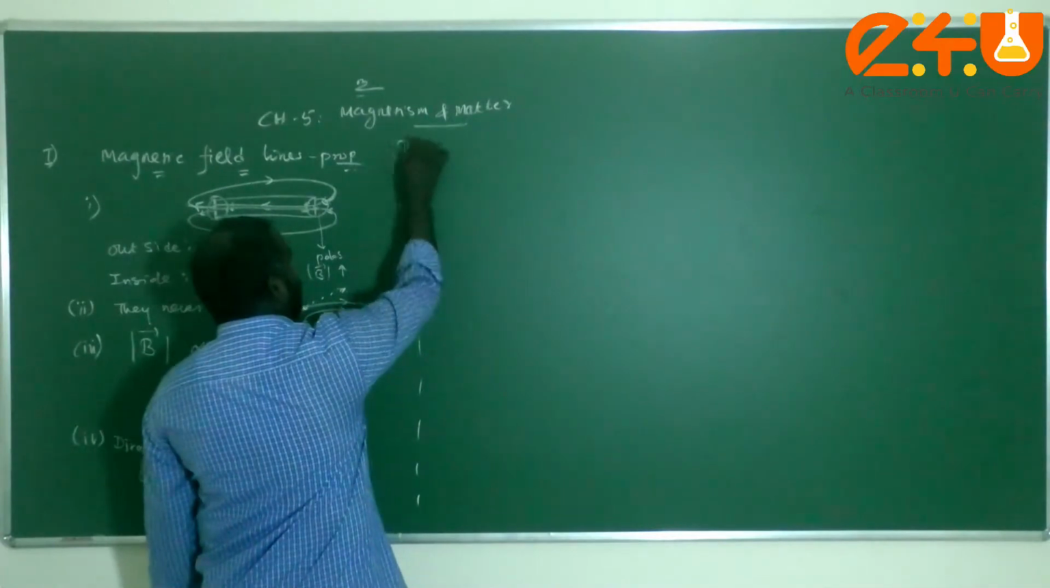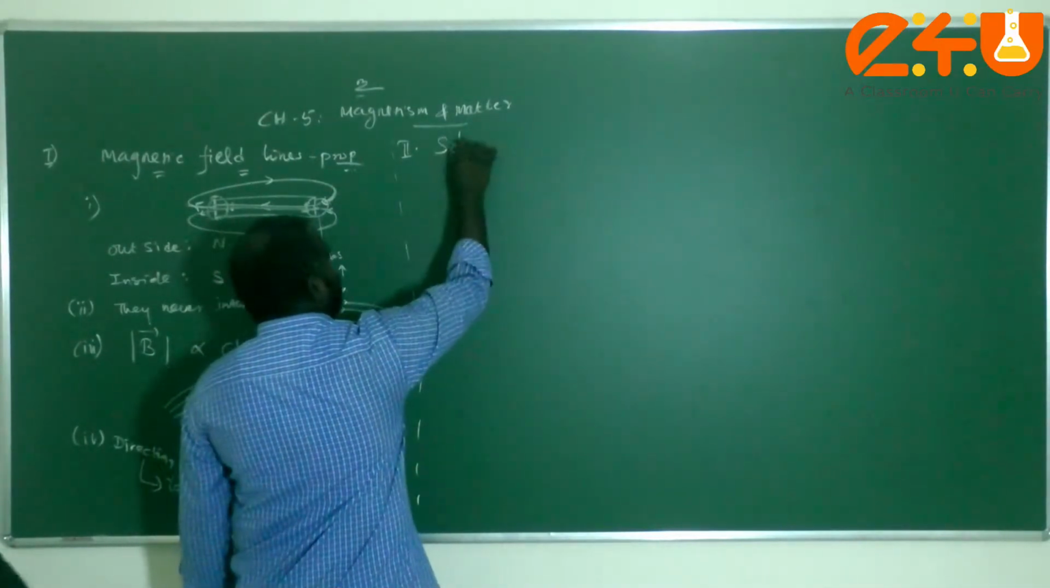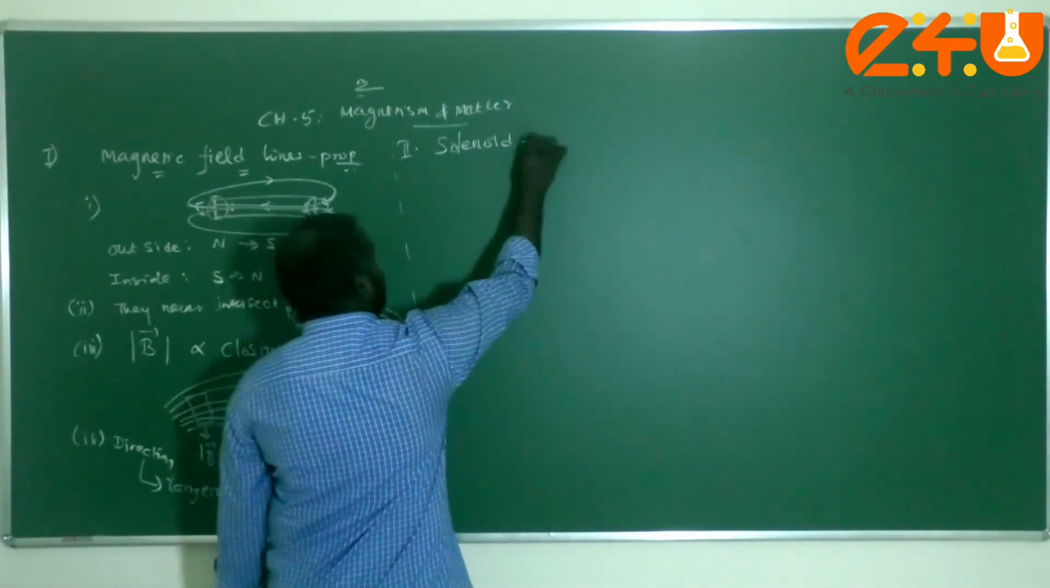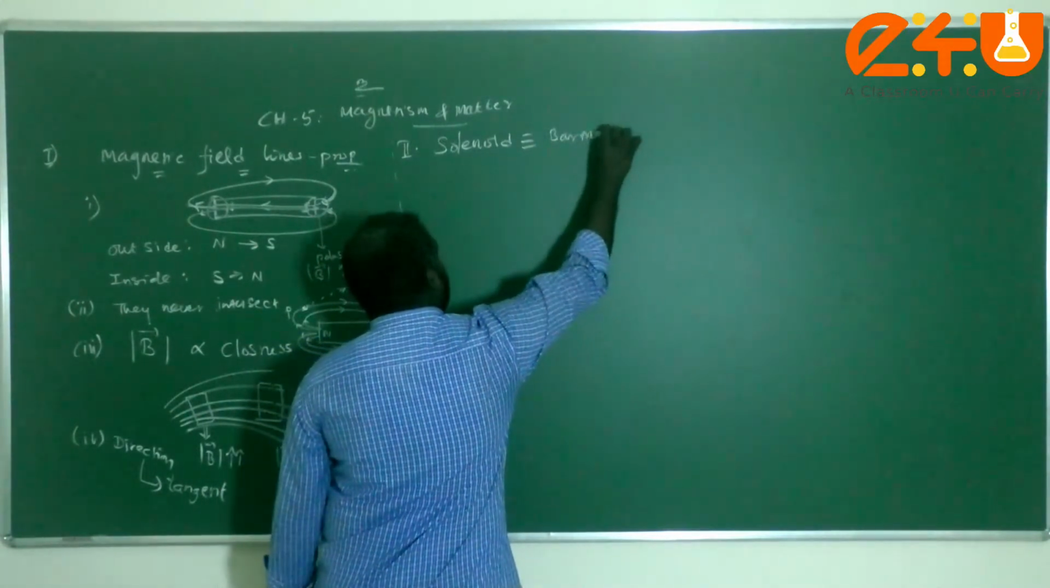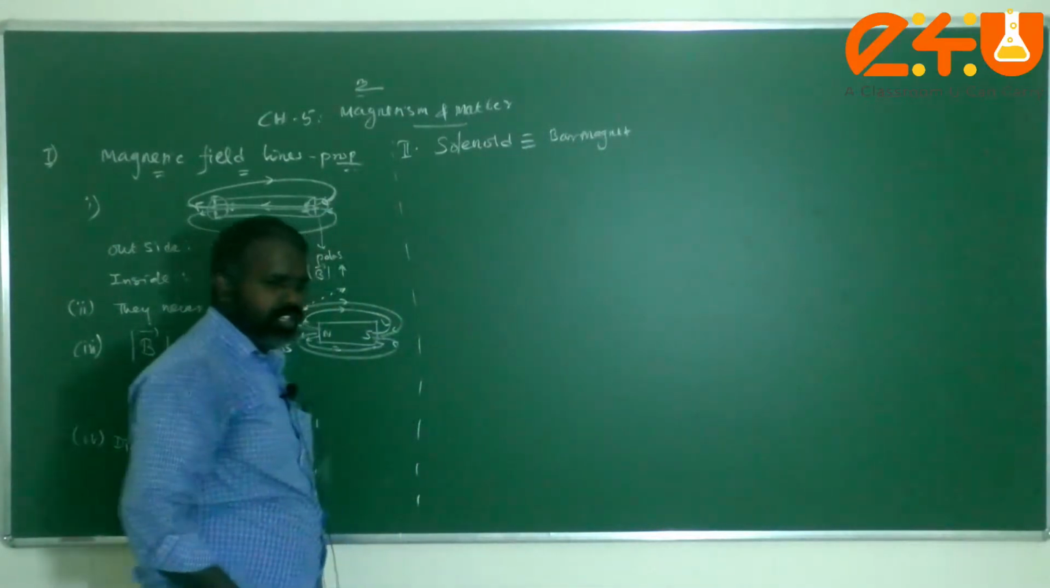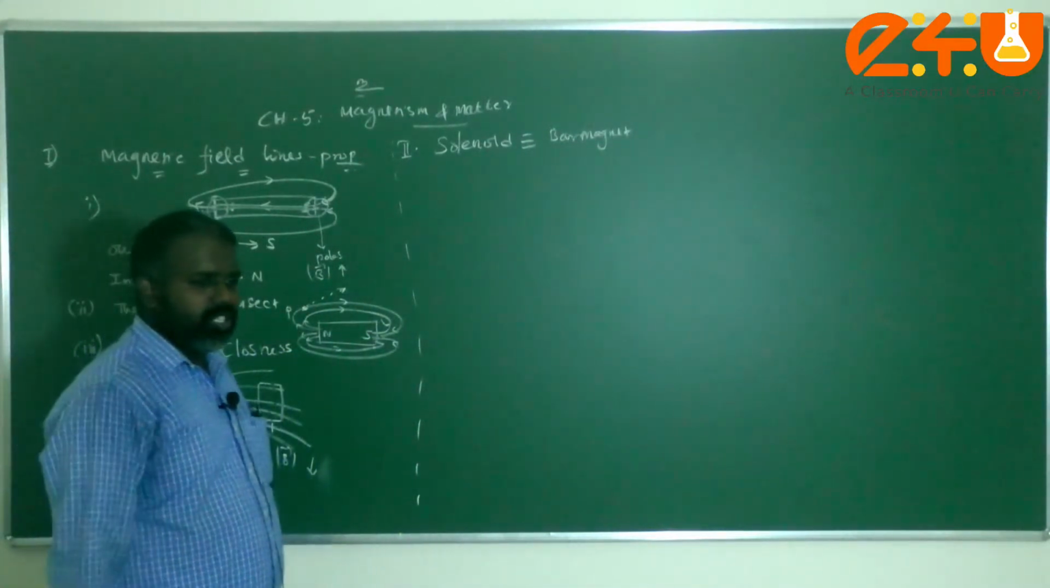The second topic we are going to discuss is that a solenoid is equivalent to a bar magnet. Solenoid is equivalent to what, children? Bar magnet. Generally, a bar magnet can be called a magnetic dipole, because it has two poles, north and south.